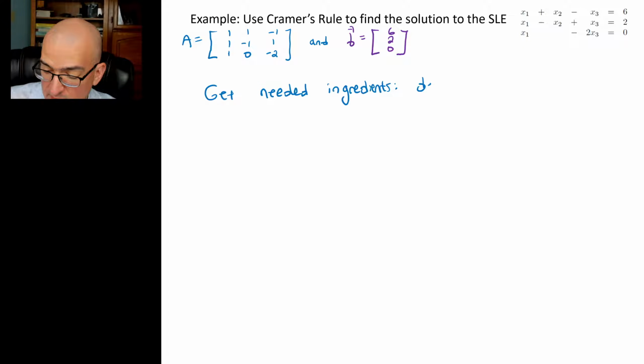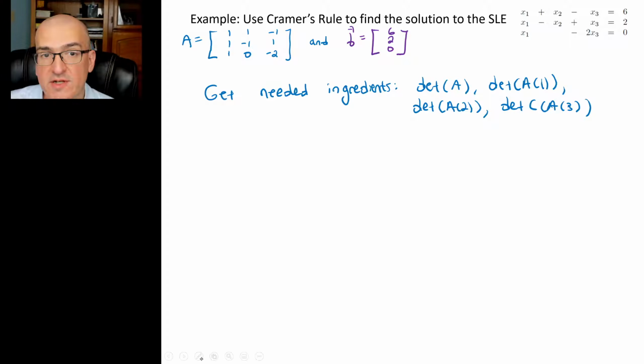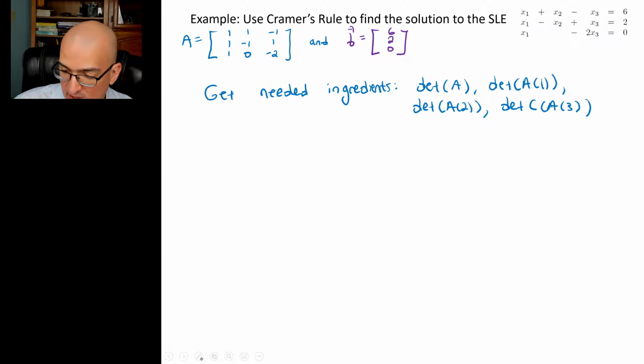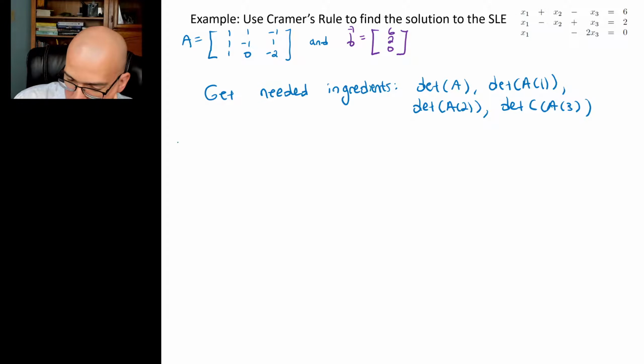So we need the determinant of A. We need the determinant of replacement matrix A1. We need the determinant of replacement matrix A2. And we need the determinant of the replacement matrix A3. So we're going to need to construct each of those replacement matrices and then take each of their determinants. So the first one, let's just find the determinant of A. I'll use the secret method.